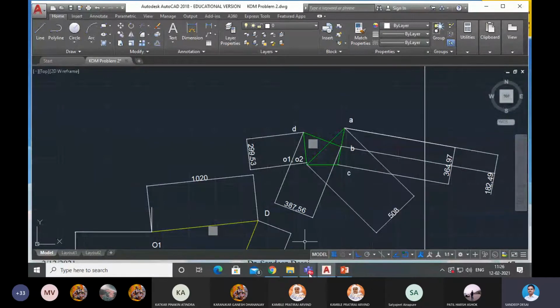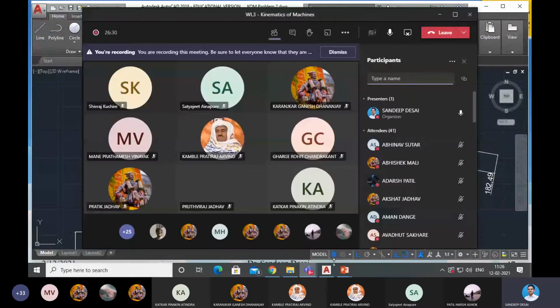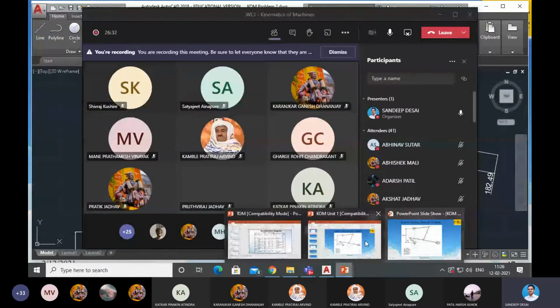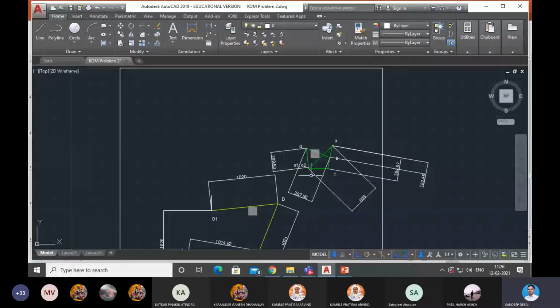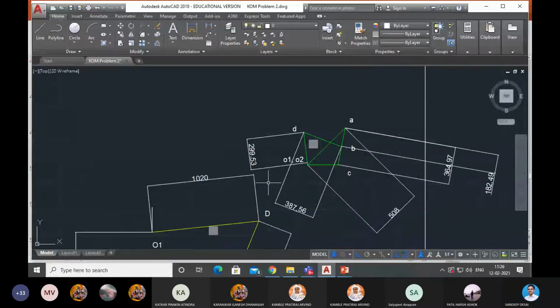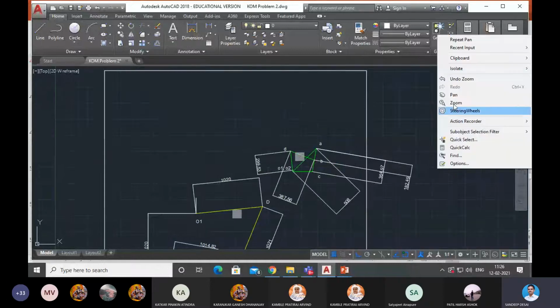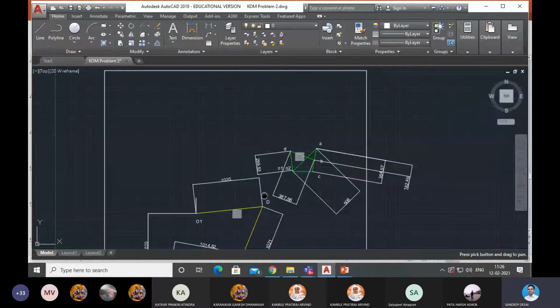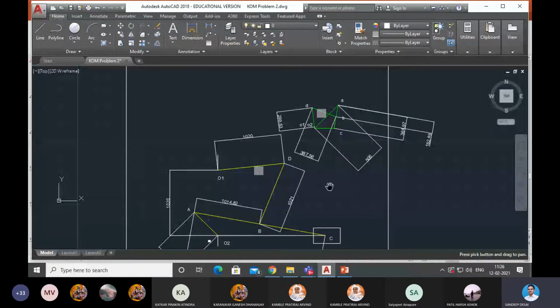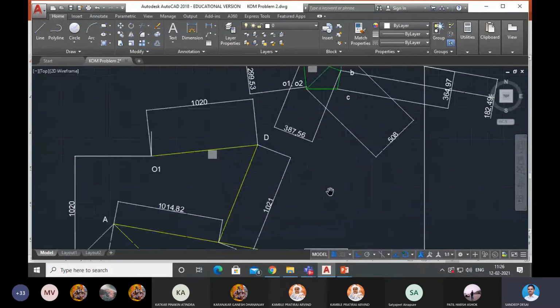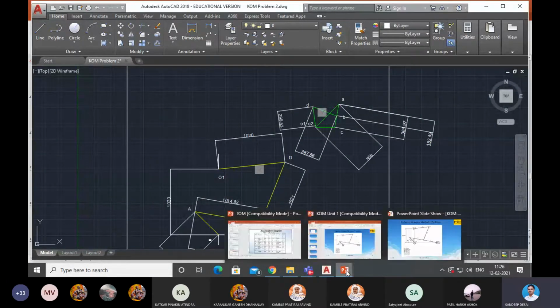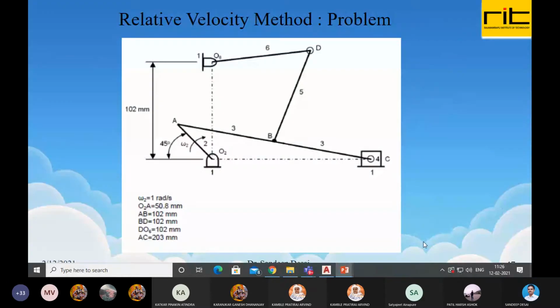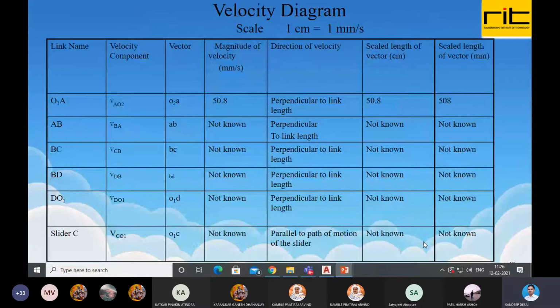Okay, so let us see how I have drawn it. This should be there in front of you so that you will understand what you did. Let me start the procedure. I have already drawn the velocity diagram. I'll repeat it for you. Now go to the table that is prepared for the velocity diagram.